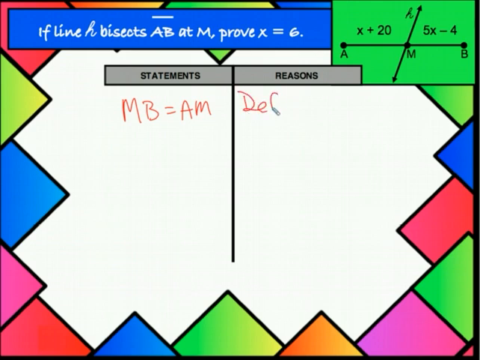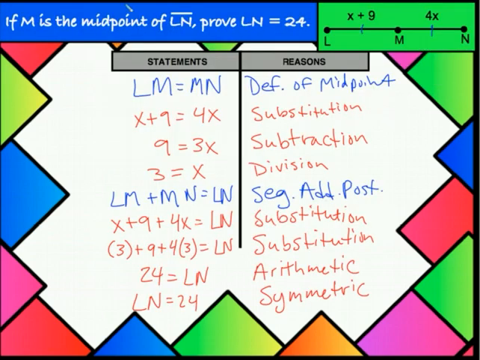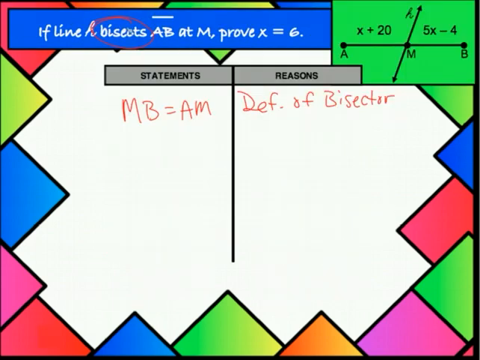So this one is just definition of a bisector. Now, they look very similar. The only difference is that this one actually says it bisects. The other one says midpoint. That's a big clue as to what your first reason is going to be. So then we substitute MB is 5x minus 4. AM is x plus 20.